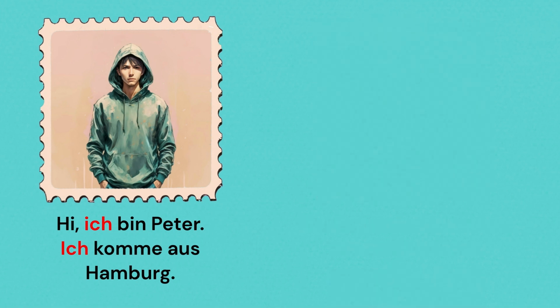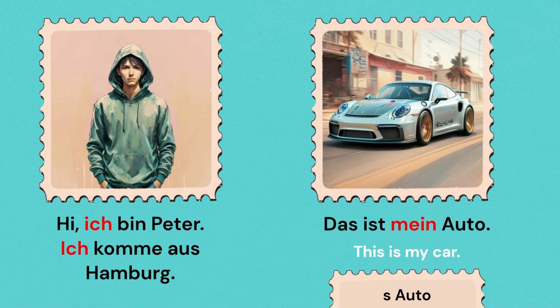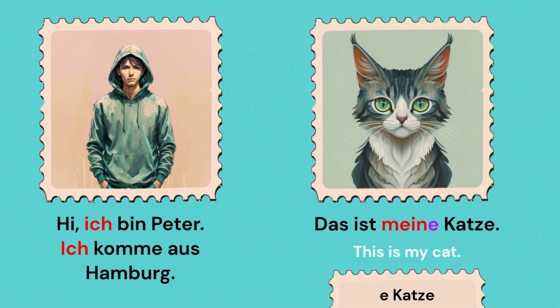Let's look at the next one. Das Auto. Das ist mein Auto. For nouns with article das, we use the possessive article mein. So for both der and das, we use the possessive article mein. Die Katze. Das ist meine Katze. When the article of the noun is die, the possessive article that is used is meine.